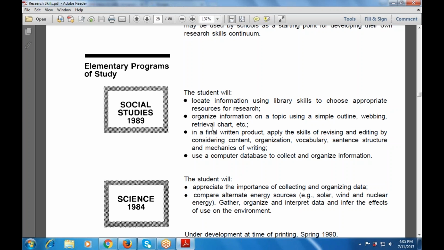Compare the alternative energy sources. What are the various alternative energy sources? For example, wind, solar cooker, solar energy, nuclear energy. That will also be helpful for organizing, gathering, interpreting, and inferring the effects of their use on the environment.